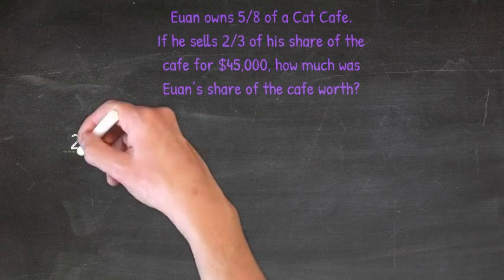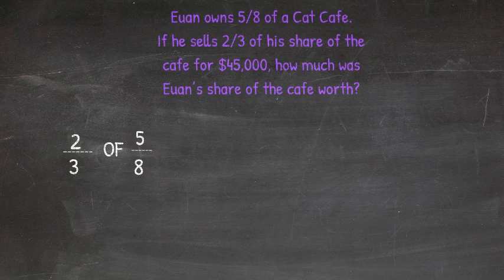Just like in our videos about finding a percentage of something, we are going to multiply. So 2/3 times 5/8. When you're multiplying fractions, you're multiplying the numerator by the numerator and then the denominator by the denominator. So that means that we've got 2 times 5, which is 10, and 3 times 8, which is 24. So Ewan sold 10/24 of his share.